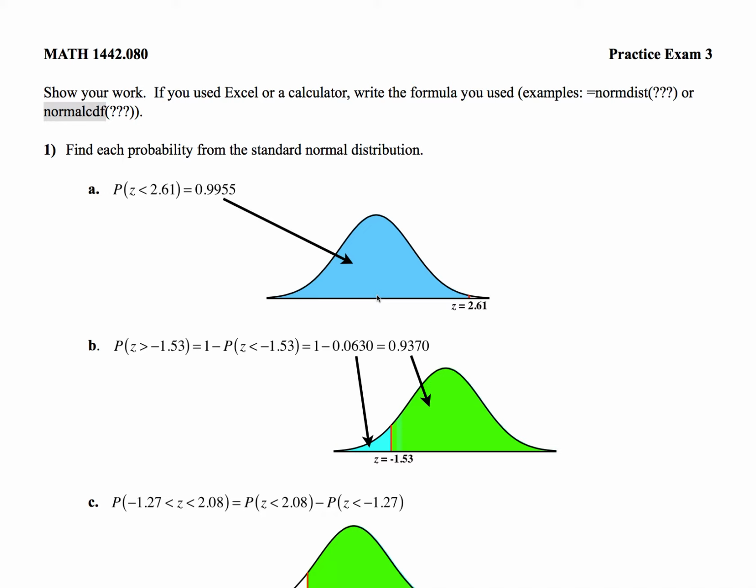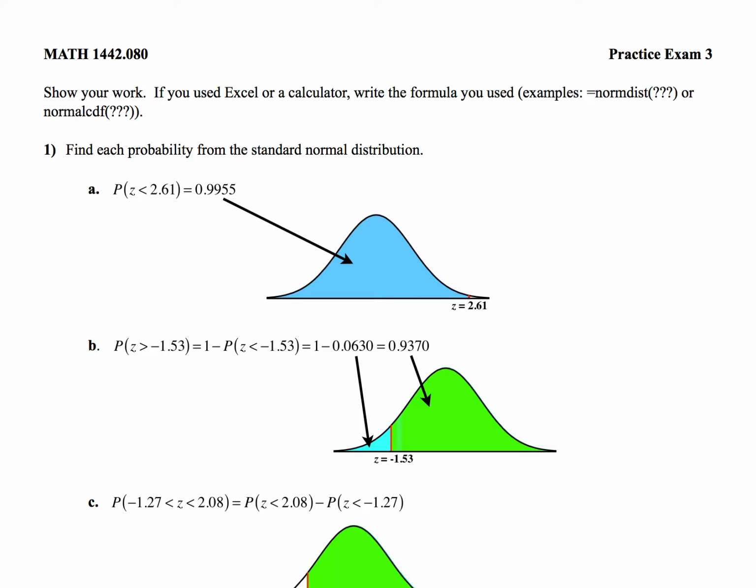This first video, I'll go through questions 1 through 5. Starting here with 1A. 1A asks, what's the probability that z is less than 2.61? Well, that's going to be the area under the curve to the left of a z-score of 2.61. 2.61 is going to be way off to the right here. You can see it indicated right there.